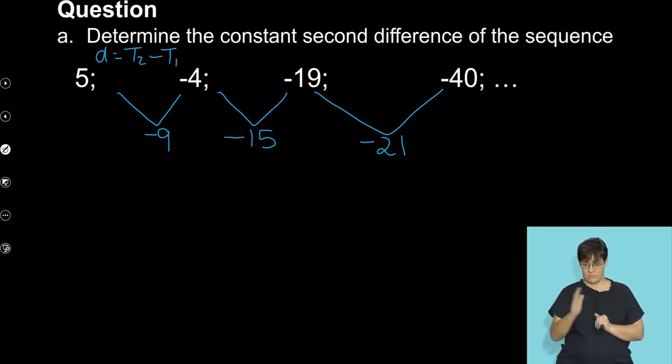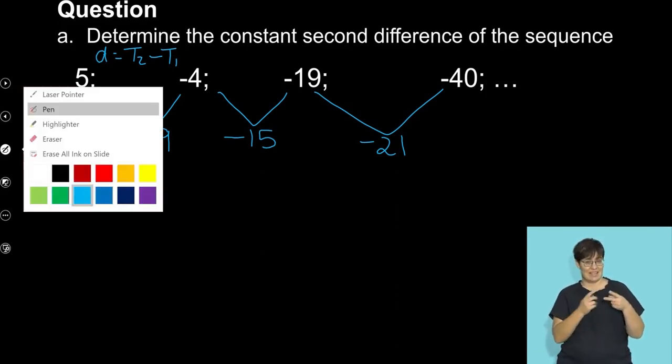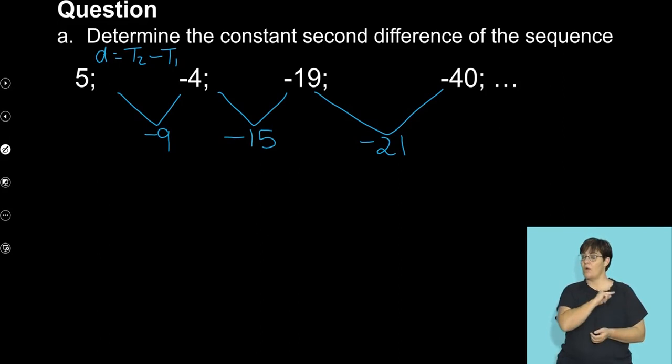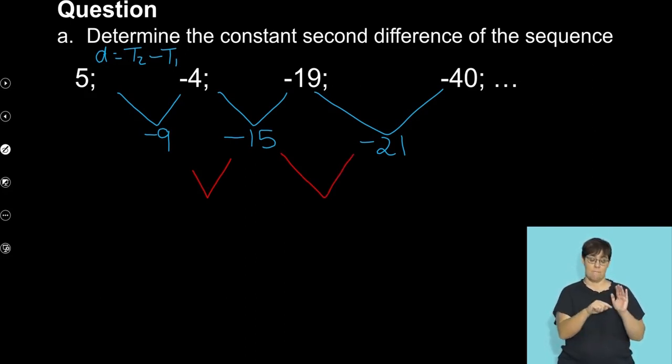Now that I have my first differences, I can see that they are not equal, which does confirm that this is not an arithmetic sequence, but I still need to find my second differences because this is in fact a quadratic pattern. So I need to find these two differences. If I'm asking myself what is the difference between -9 and -15, I can substitute into D and hopefully everyone will agree with me, there is a difference of -6.